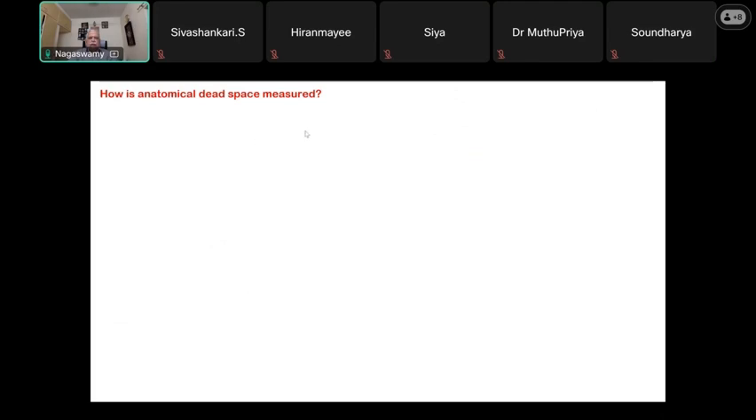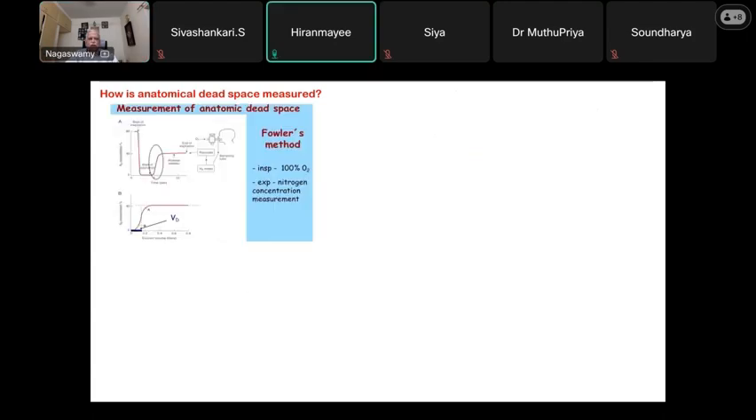How can you measure the anatomical dead space? Can you measure the exact volume? We roughly say it is about 150 ml or 30% of the total tidal volume. But is there any method or laboratory technique by which you can measure that? That is one of the theory questions that may be asked in the theory examination. So what is the technique you can use? Nitrogen washout technique, very good. Any name for that? Fowler's method, very good. It's called Fowler's method.